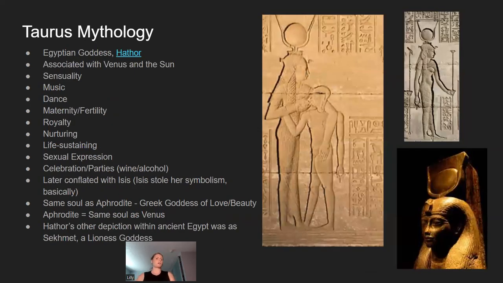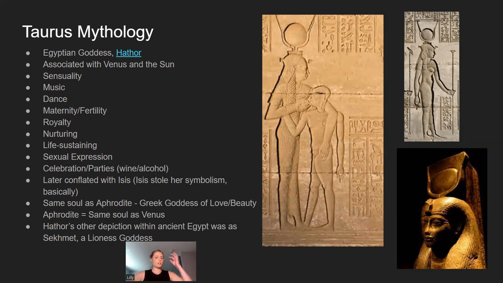So for other Taurus mythology, we can look at the Egyptian goddess Hathor. She's associated with Venus and the sun, as we can see from the sun disk on her head here. Also associated with sensuality, music, dance, maternity or fertility, royalty, nurturing, self or life sustaining, sexual expression, celebration, and parties, including wine and alcohol, later conflated with Isis. Isis ended up stealing her symbolism, essentially.